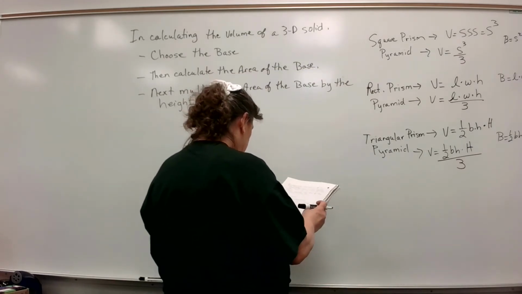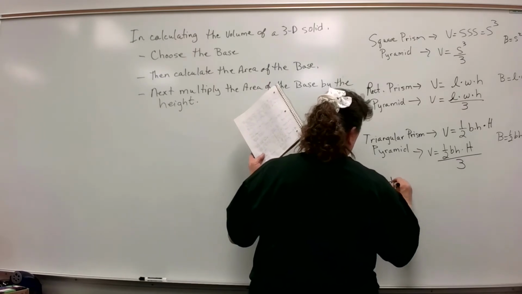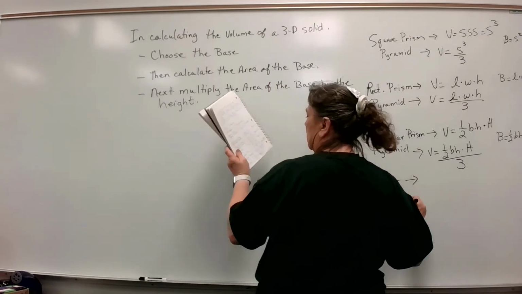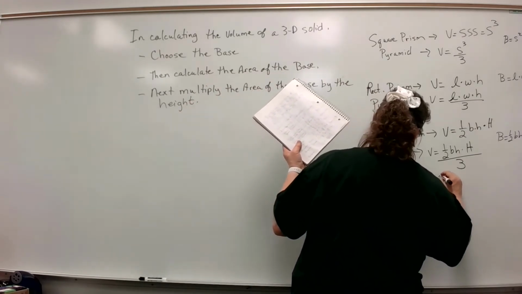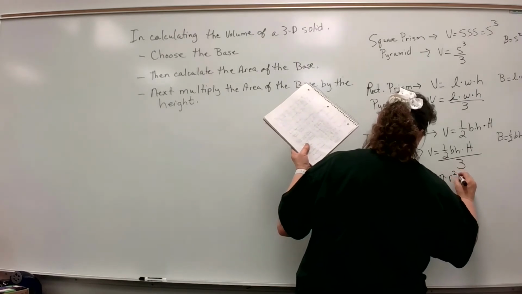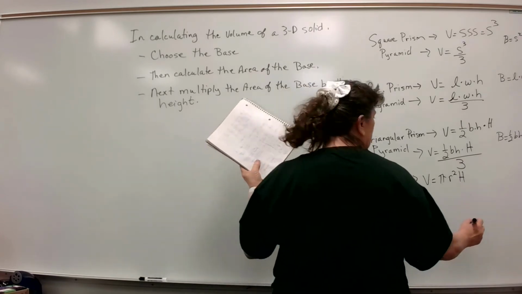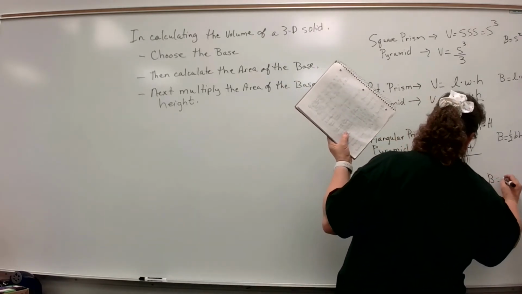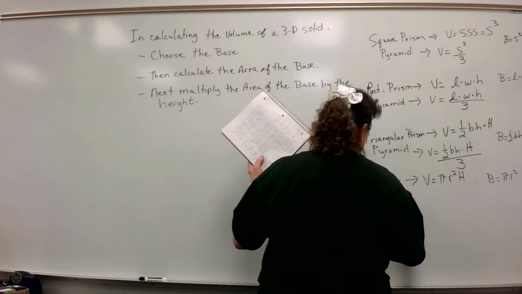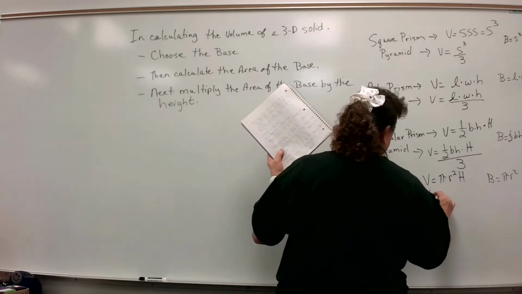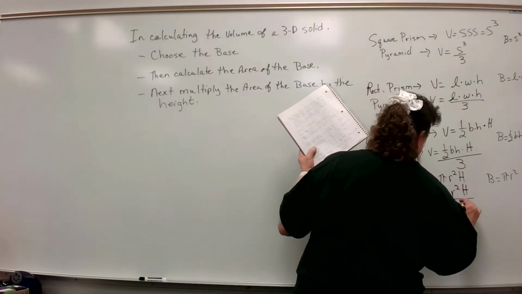Okay, now let's look at the next one. Cylinder. And my volume of my cylinder is pi r squared times H, the height. The area of the base is pi r squared because it's just a circle. My cone is volume equals pi r squared times my height divided by 3.